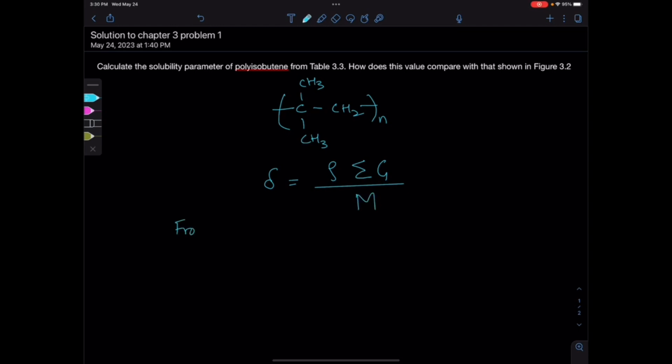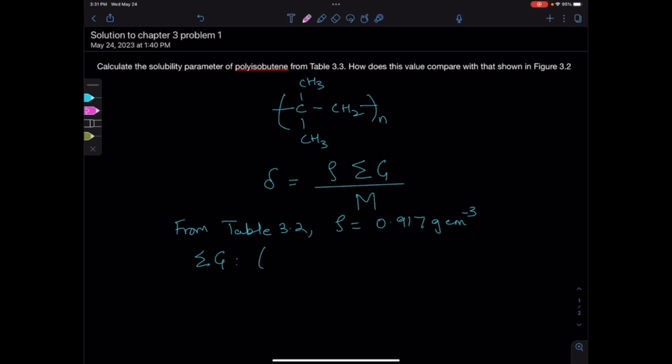From table 3.2, we can see the density of polyisobutene is 0.917 grams per centimeter cube. Sigma G we can pick from table 3.3, and the group molar attraction constant for methyl is 214.